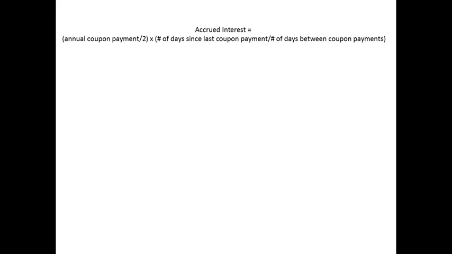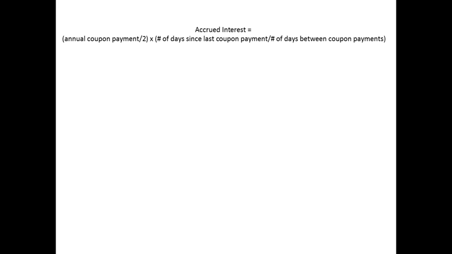If a bond is sold 30 days after the coupon payment has been issued, there are 182 days in the semi-annual payment period. Then the seller is entitled to the interest that the bond earned during those 30 days, so the purchaser will pay the quoted price plus the accrued interest. The formula is shown here.